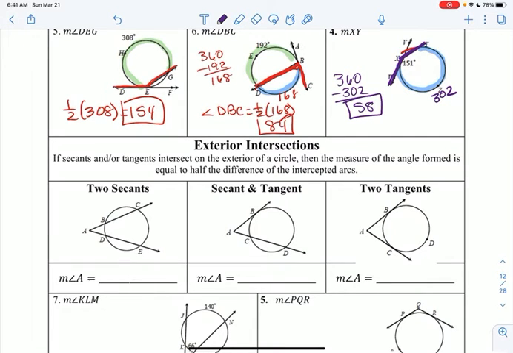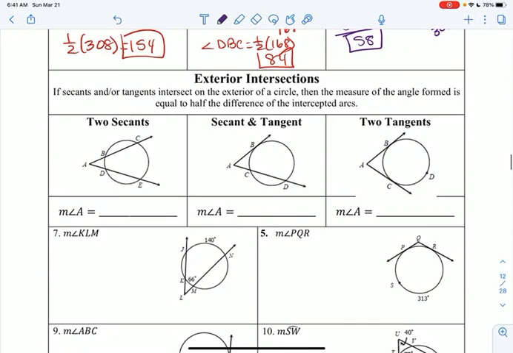Exterior angles. So sometimes I have secants and tangents intersecting on the exterior of a circle. Then the measure of the angle formed is equal to half the difference of the intercepted arcs. All right, so if I'm trying to find angle A right here, let me just highlight those so they stick out a little bit more. Angle A, all it's going to be is half of this arc minus this arc. It's always the bigger arc minus the smaller arc. So it's going to be 1/2 of arc CE minus arc BD.